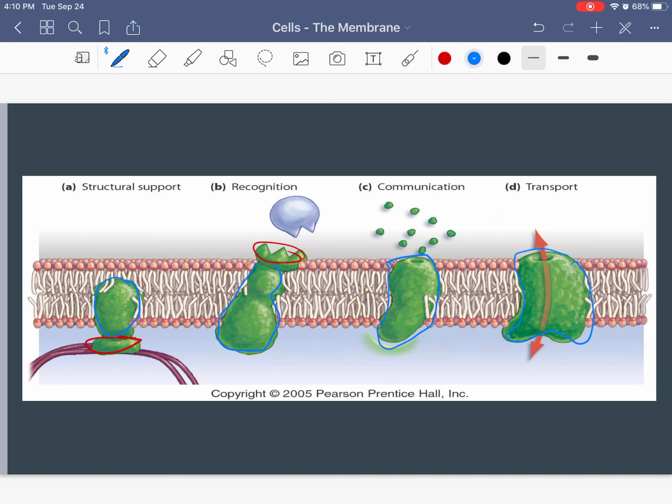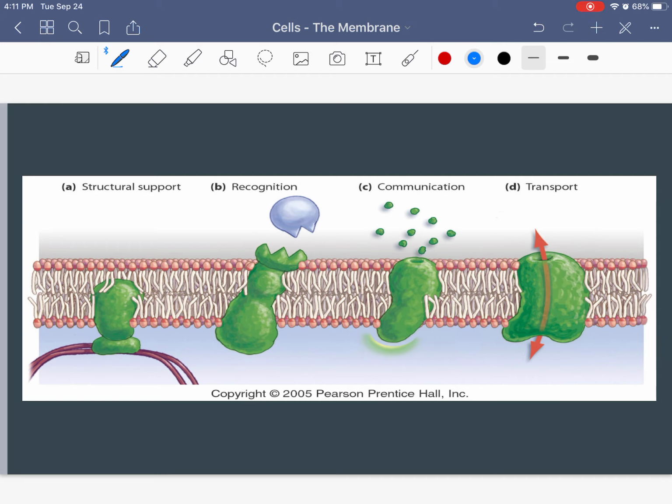Some integral proteins can cross all the way through. If they can cross all the way through, like these two, they are called transmembrane proteins. Okay, and they all have very, very important jobs. Like the first one is structural support. So these peripheral proteins will bind to proteins inside the cell and help to give the cell some structure. Remember, it doesn't have that internal or external skeleton. It's just got the protein structure.